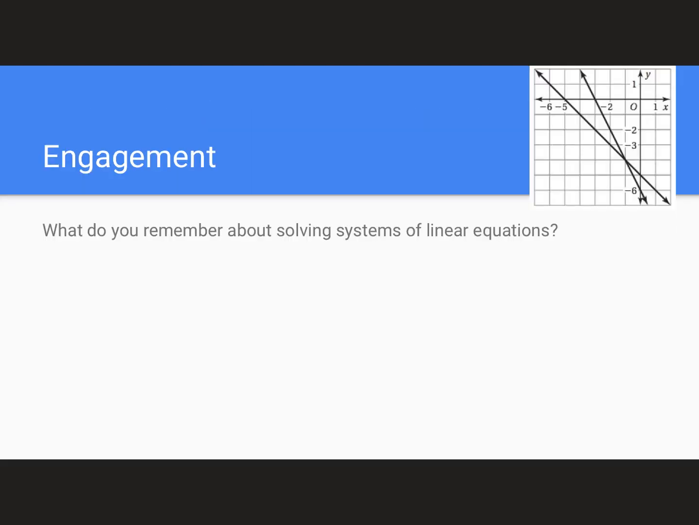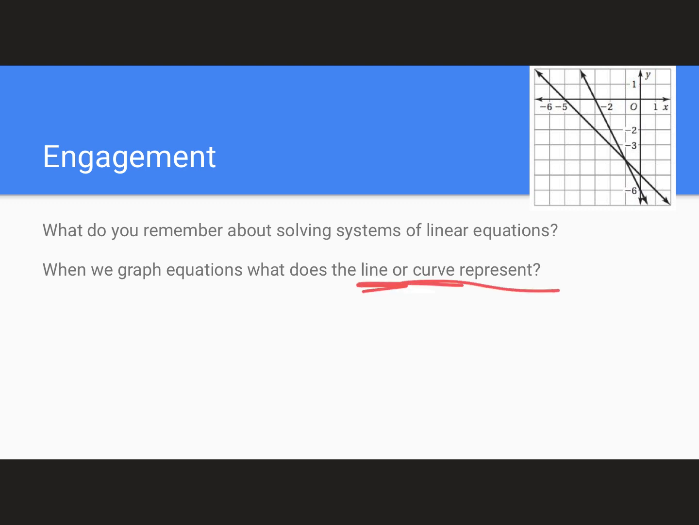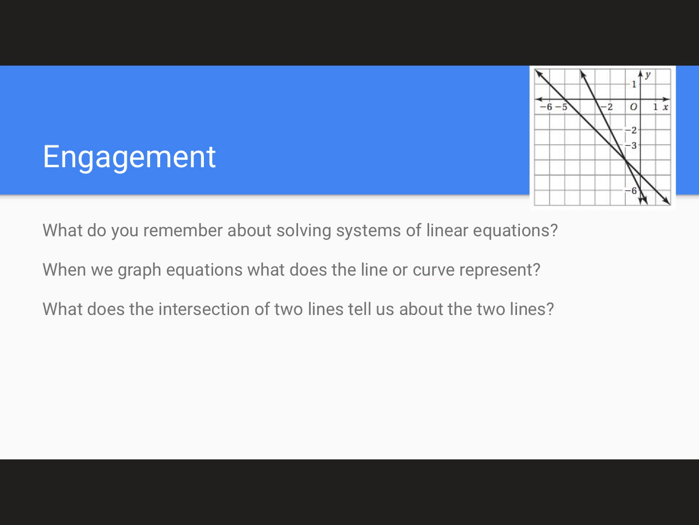So just a couple of questions for you to think about before we get started. What do you remember about solving systems of linear equations? You can see an example up here of a system of linear equations. Think about that for a minute. When we graph equations, what does the line or the curve represent? And finally, what does the intersection of the two lines tell us about those two lines? I want you to think about that as we move through this lesson. You're going to be putting your answers down on your classwork as we go through.